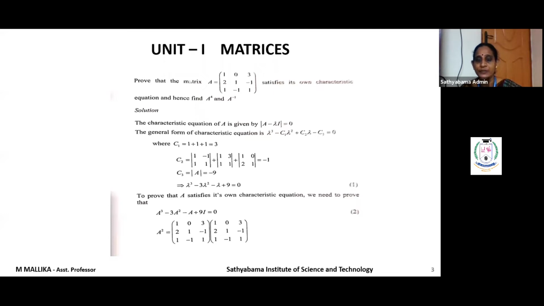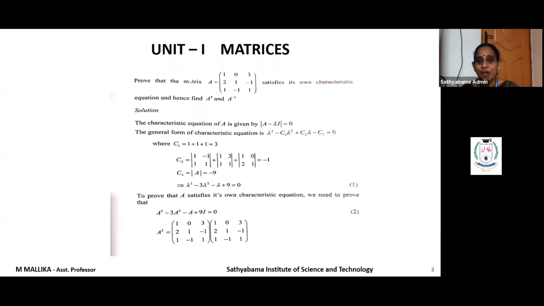Next is C2. What is the definition of C2? C2 is the sum of the minors of the diagonal elements of the matrix A. What do you mean by the minor of an element? If I want to find the minor of any element in a matrix, I have to leave out the row and the column containing that element and find the determinant of the remaining part. So I'll continue. What is C2?